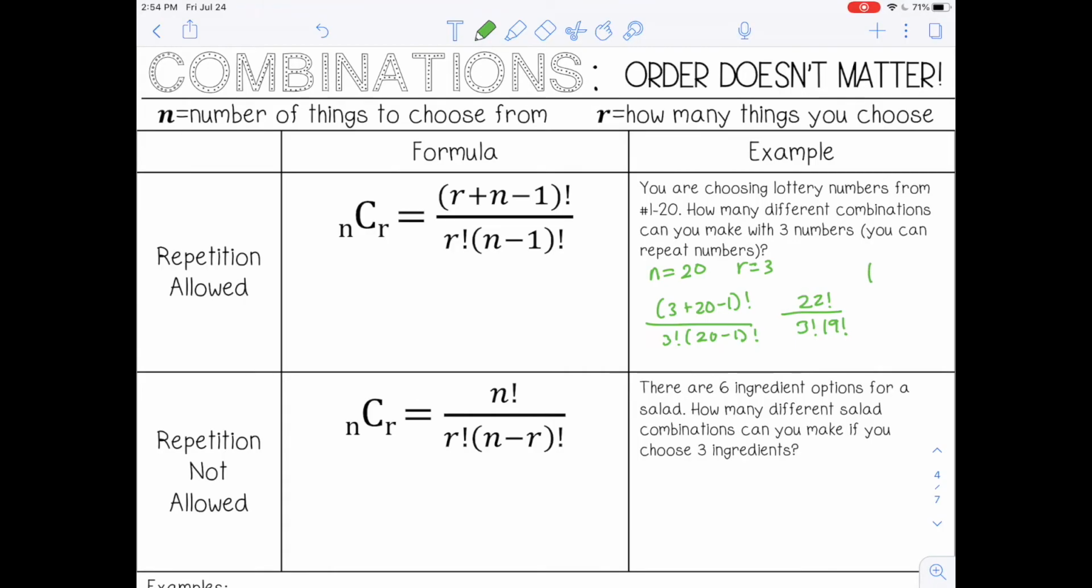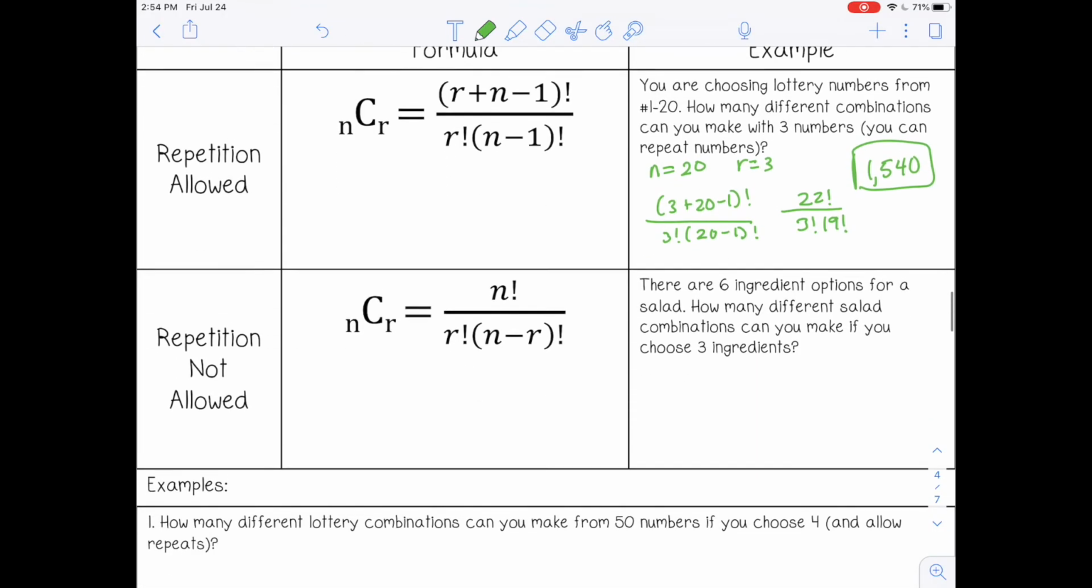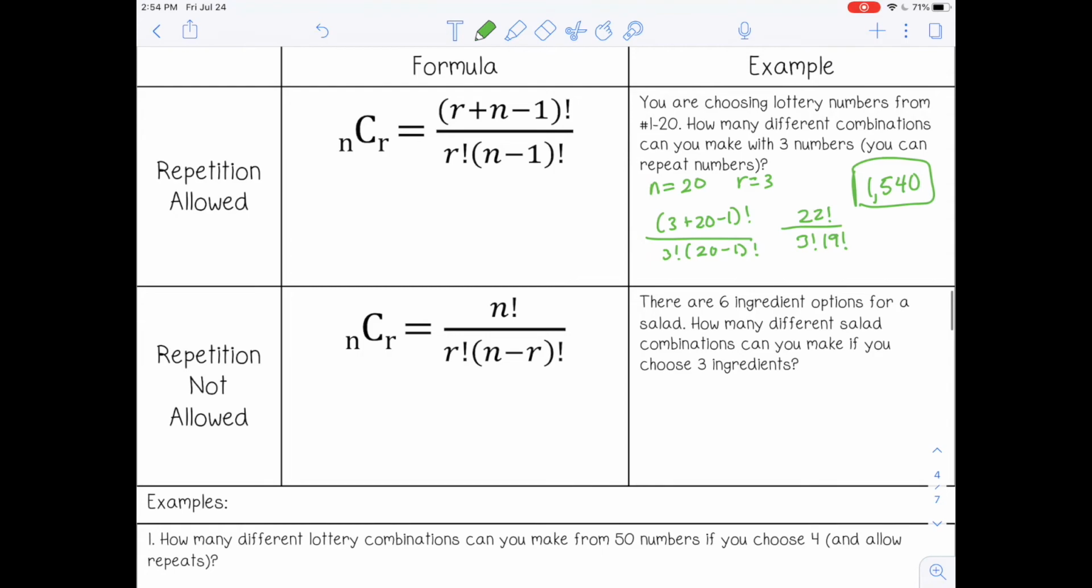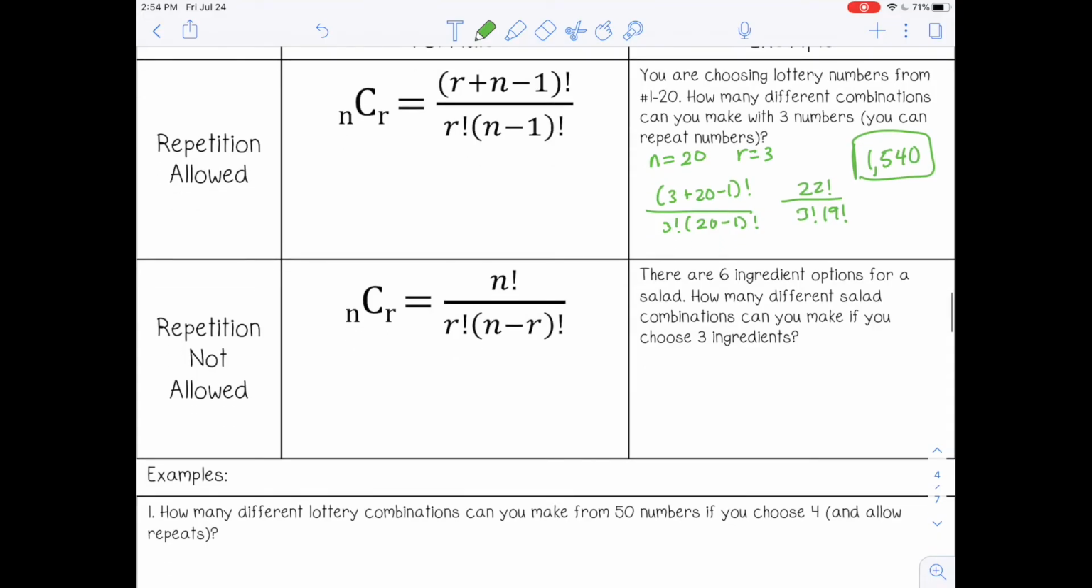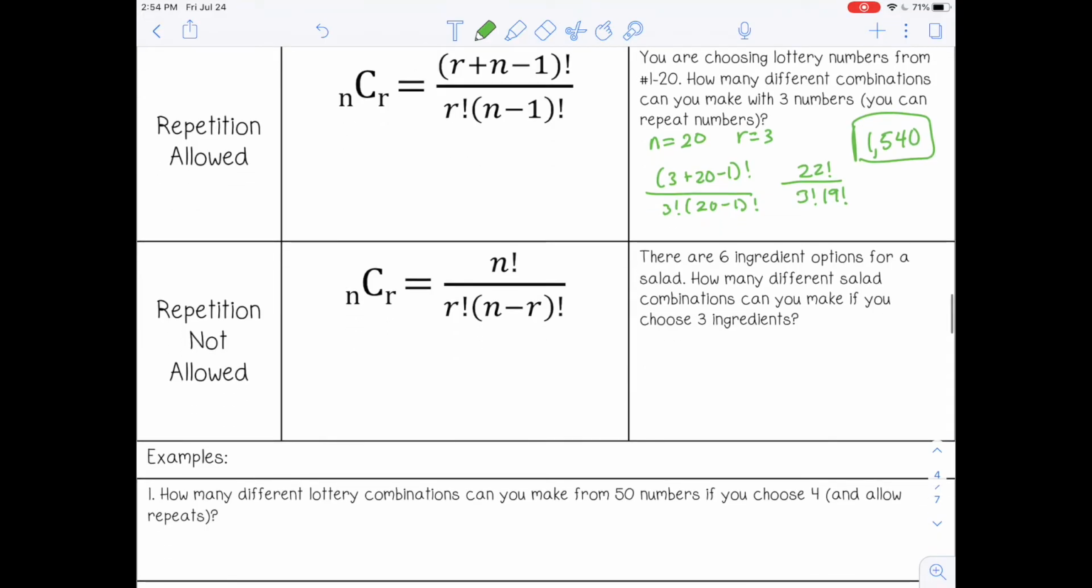And you should get 1,540. So the formula is really useful if you have a large number like that. You wouldn't want to have to write all those numbers out. All right, when repetition is not allowed, you have the formula there.